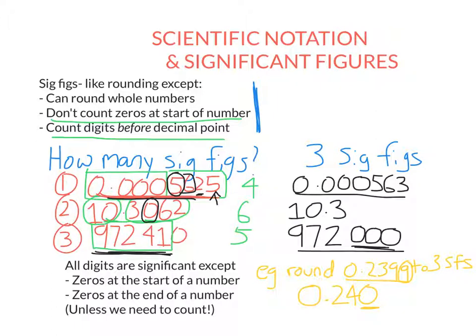So when we're actually rounding and we need to count the 0 as significant, it is a significant digit. Sorry, that's confusing. But only count zeros at the end of a number as significant when you need to, when you're actually rounding. All right, let's now take a look at scientific notation.